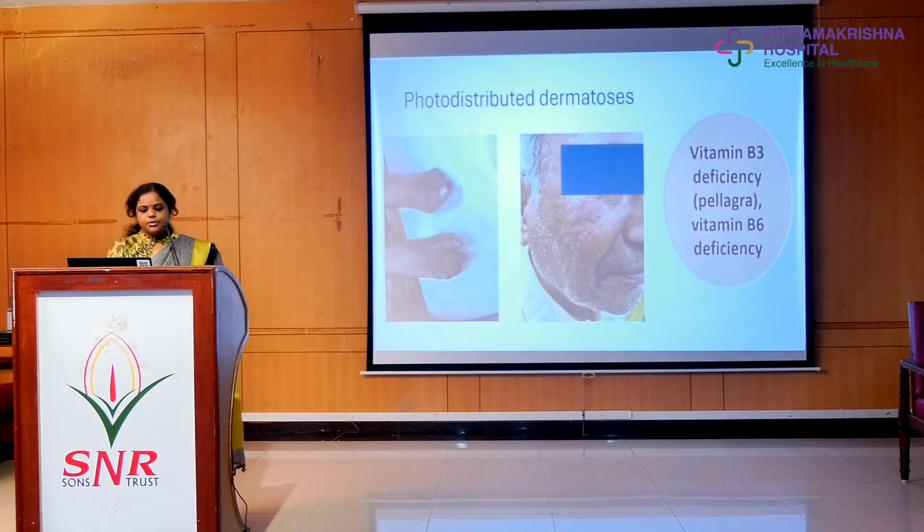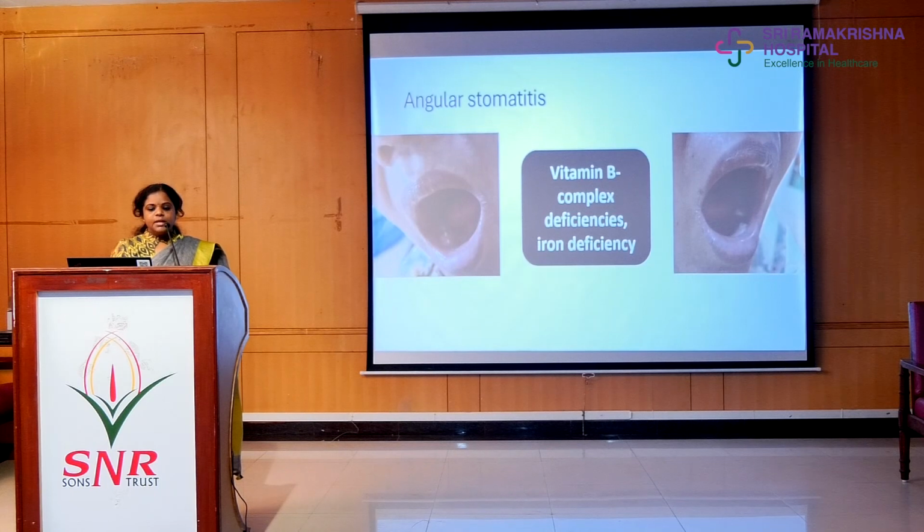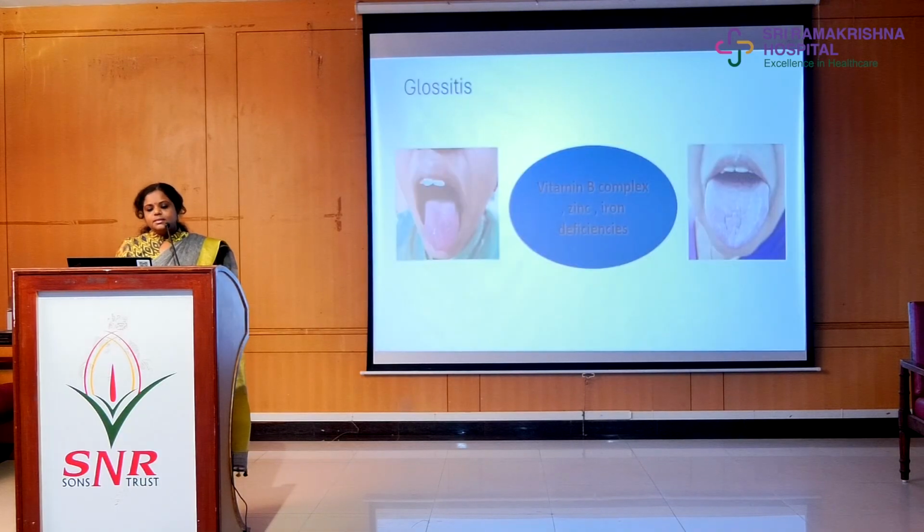And this is a photodistributed dermatosis. The patient will have photodermatosis, with dermatitis over exposed areas, usually seen in vitamin B3 deficiency, niacin deficiency, and vitamin B6 deficiency. And angular stomatitis, which is very common, most people will have this vitamin B deficiency for angular cheilitis and angular stomatitis. Then glossitis. If it is glossitis, we have to add zinc as well, because the most common cause of stomatitis is B complex, but for glossitis zinc deficiency has to be considered, and iron deficiency as well.